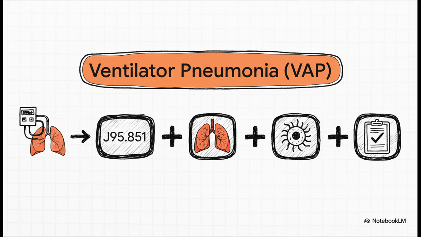Let's get super specific with a really high-stakes example, ventilator-associated pneumonia, or VAP. This isn't just your standard pneumonia. This is a complication of care. So you start with that specific VAP code, J95.851, but you can't stop there. You've also got to add a code for the type of pneumonia and another for the organism if it's known. And this last point is a big one. You can only use that code if the provider explicitly documents VAP.